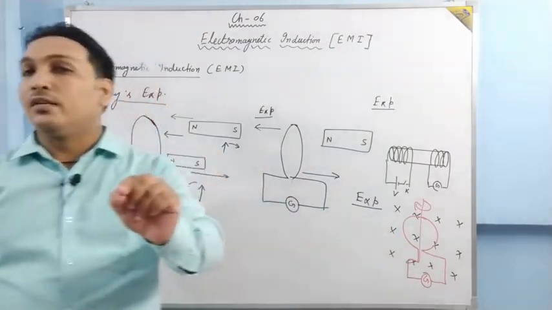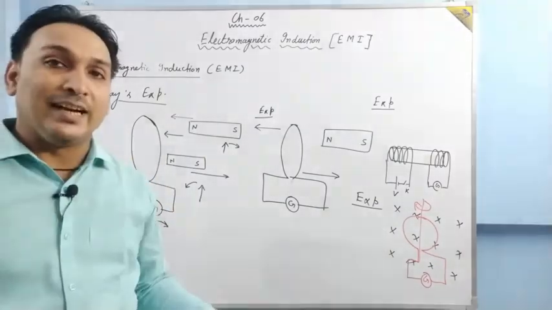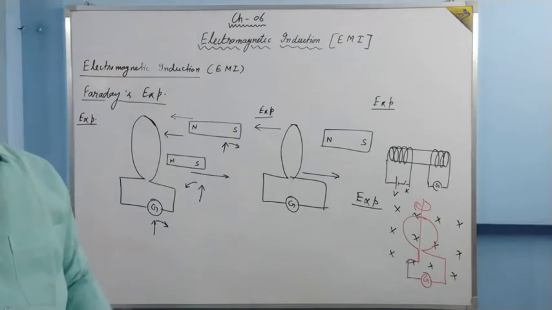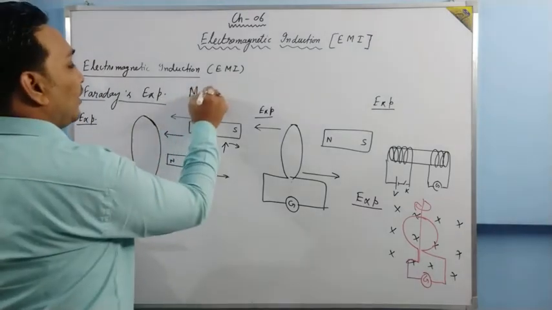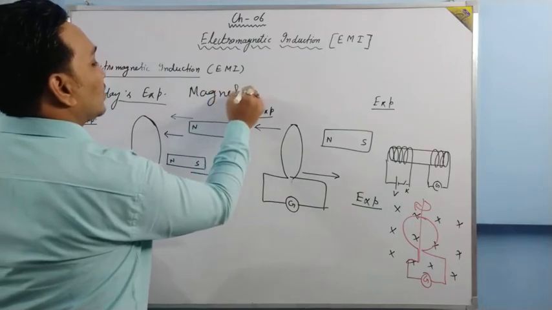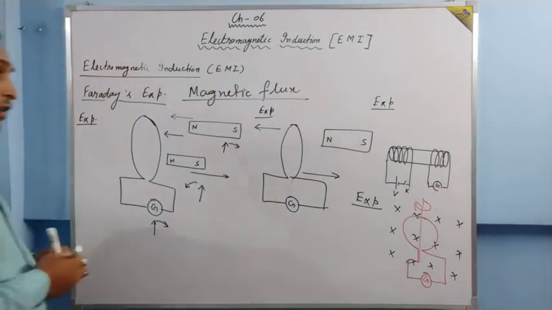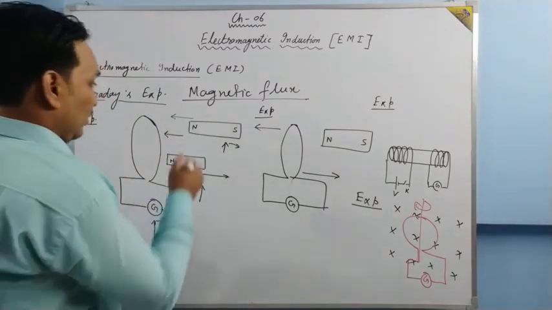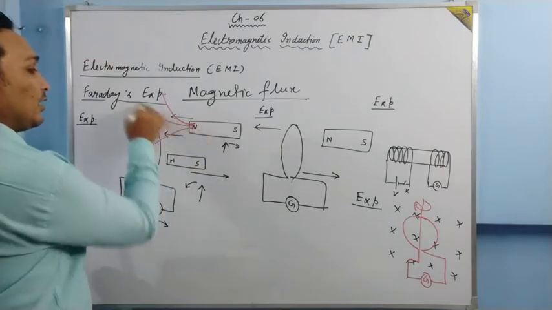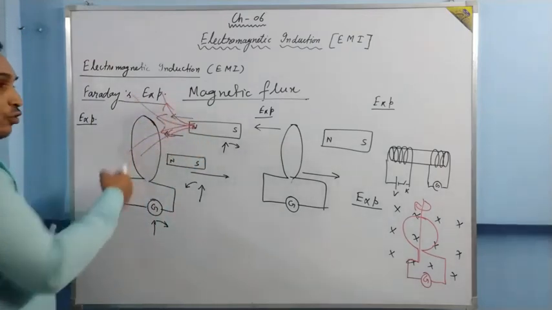Then what is that which changes, and because of the change in that quantity, current is induced in the coil? That quantity is magnetic flux. Just see, when this magnet is brought near to the coil, then definitely there are some magnetic field lines of the north pole which were crossing the loop.